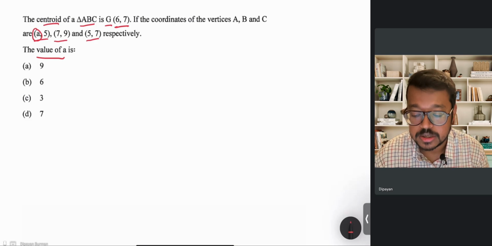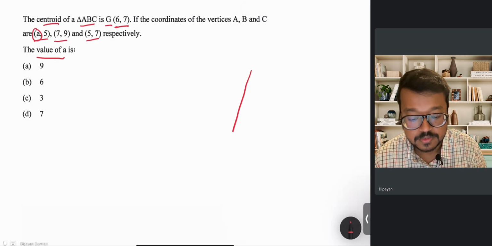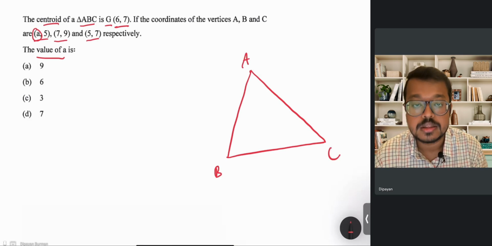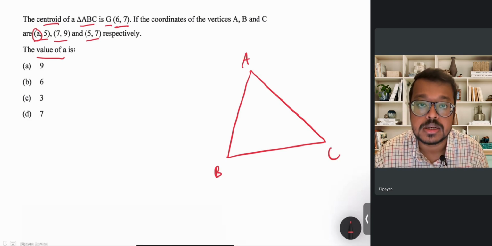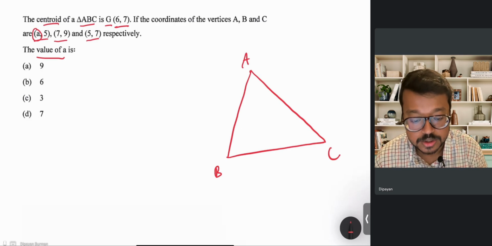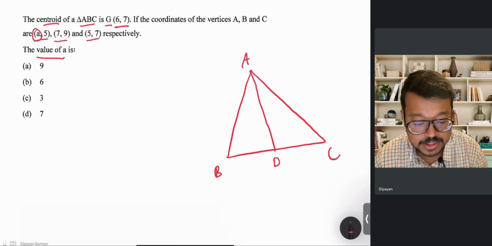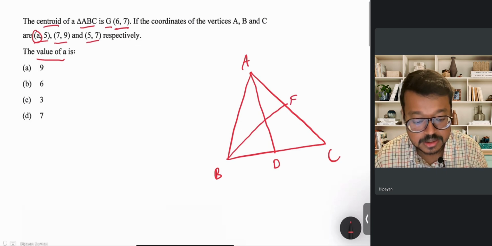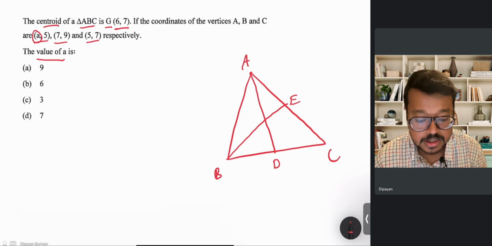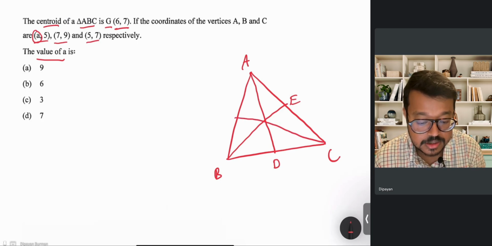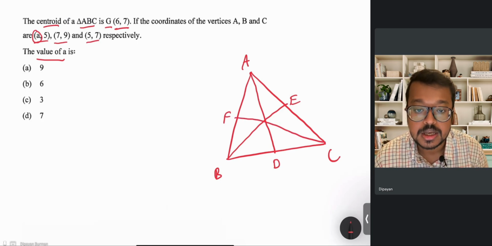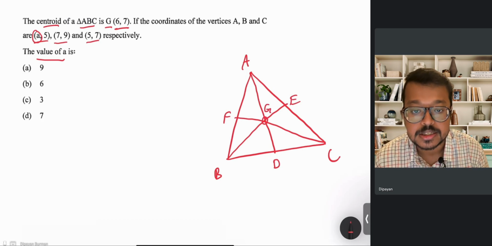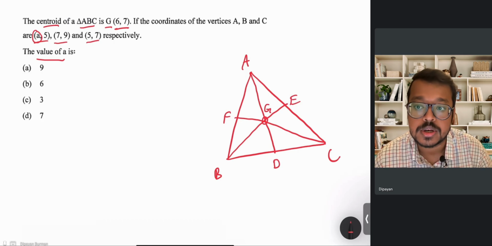Now the concept of centroid of a triangle is that if we have any kind of triangle ABC, the intersection of all the three medians will be the centroid. So if I join the median, let's say this is AD, D is the midpoint of BC, then BE, E is the midpoint of AC, and then F is the midpoint of AB, then these are the three medians and all of them intersect at a common point. Let's say it is G, and G is known as the centroid.